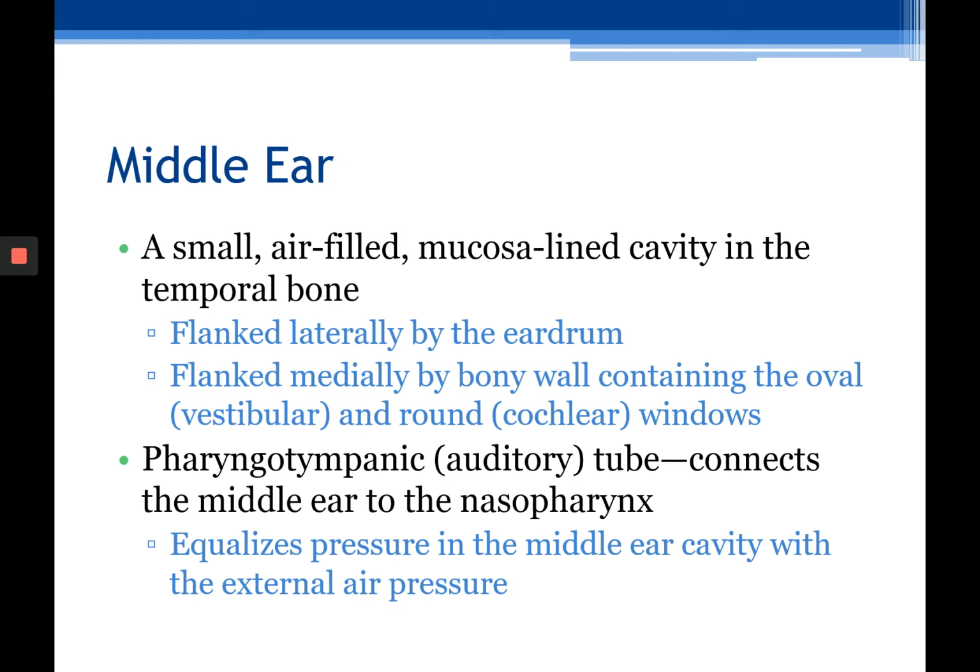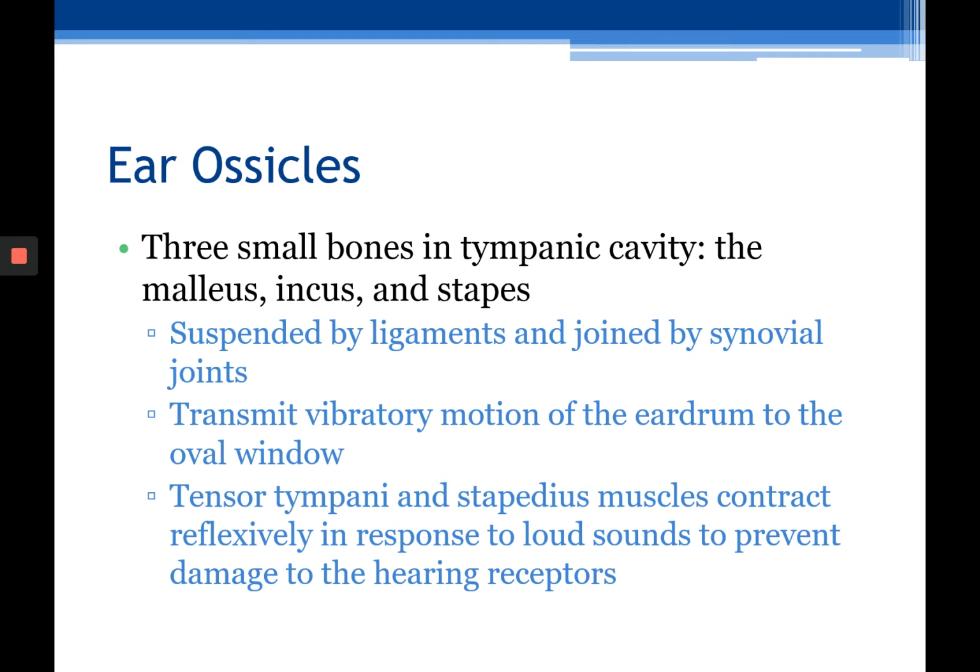The middle ear, like the outer ear, is air-filled. It's mucosa-lined. It's contained within the temporal bone. It's flanked laterally by the eardrum, immediately by the bony wall, containing both the oval and round windows. The oval window is where the stapes was. The pharyngotympanic or auditory tube is that tube in the middle ear that connects to the pharynx, specifically the nasopharynx, which is the upper level of the throat behind the nasal cavity. And again, it just equalizes pressure in the middle ear cavity with external air pressure.